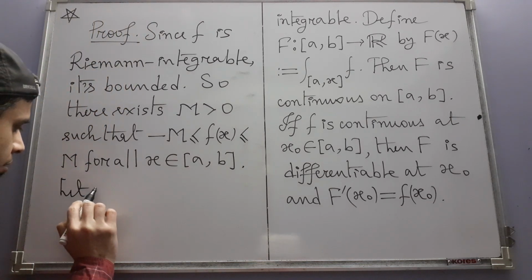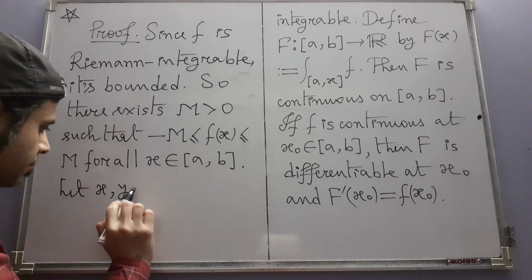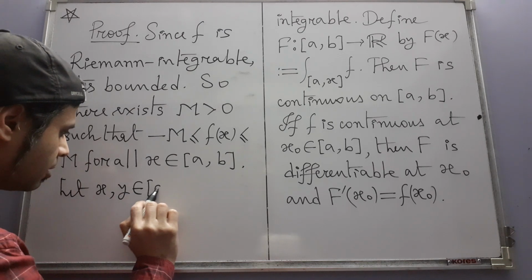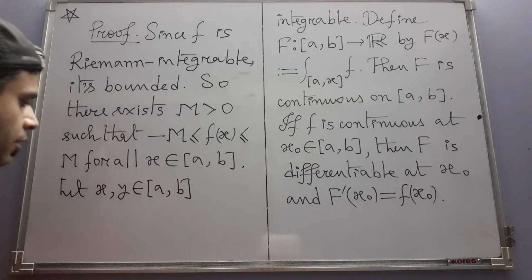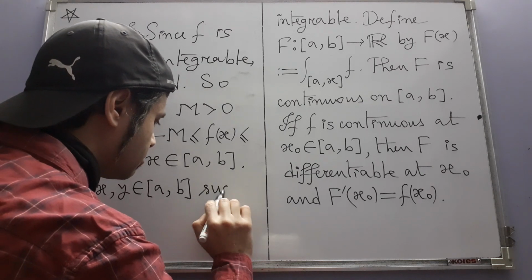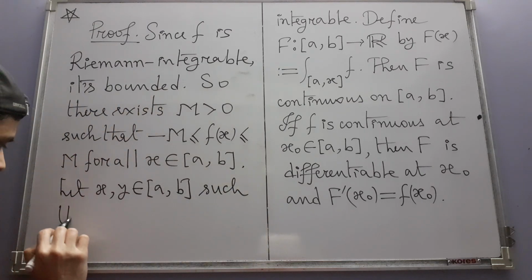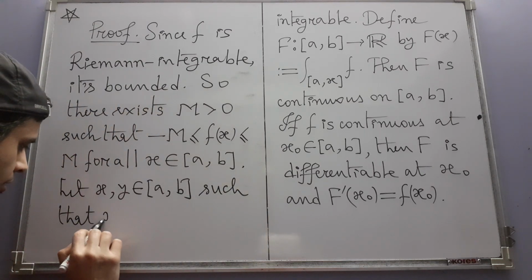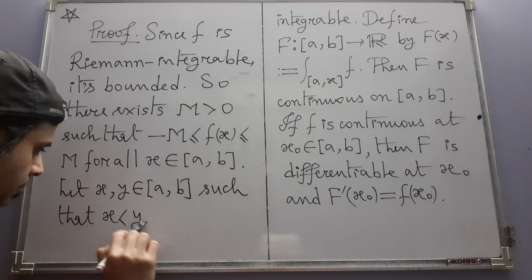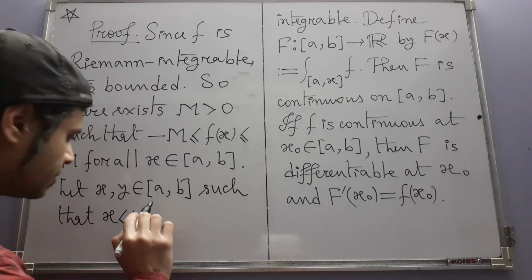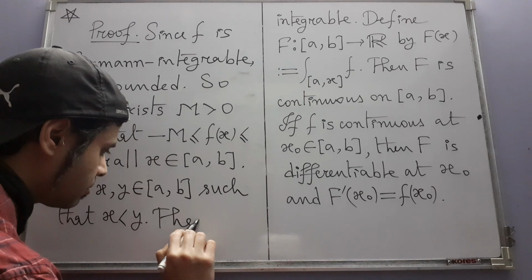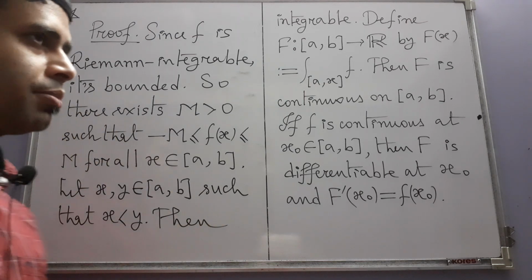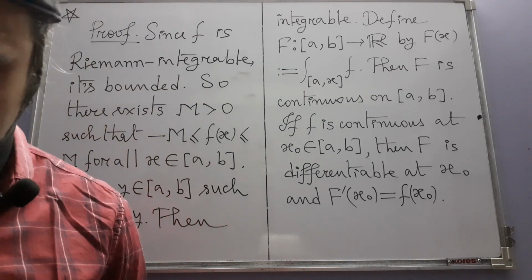Now let x and y belong to a, b such that x is less than y. Then F of y minus F of x.